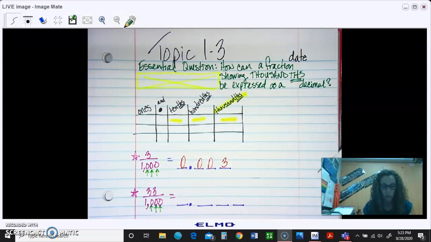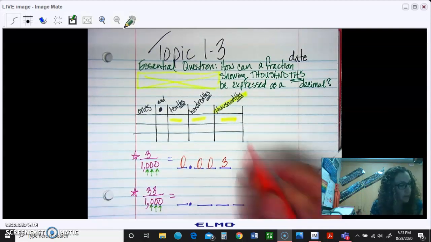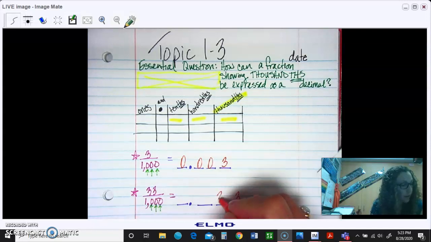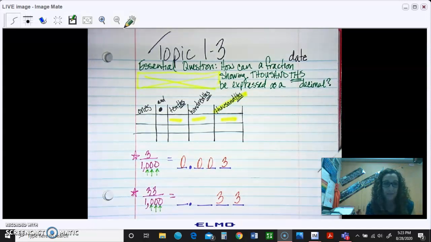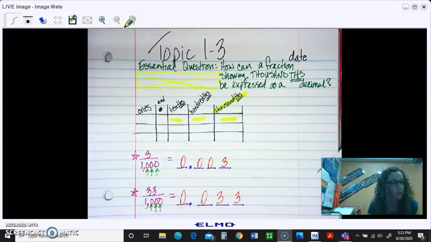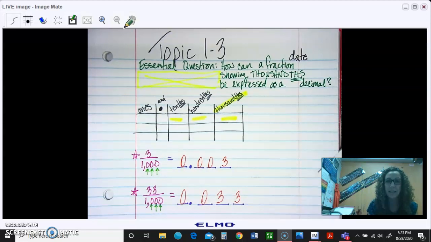Okay, so now, well, the last digit is a 3, and that digit is a 3. But I can't leave those empty spaces. I have to give the placeholders of 0. Okay, it's just holding the spot. Because we have 1,000 as our denominator, we have to have 3 digits after the decimal in that equivalent decimal.